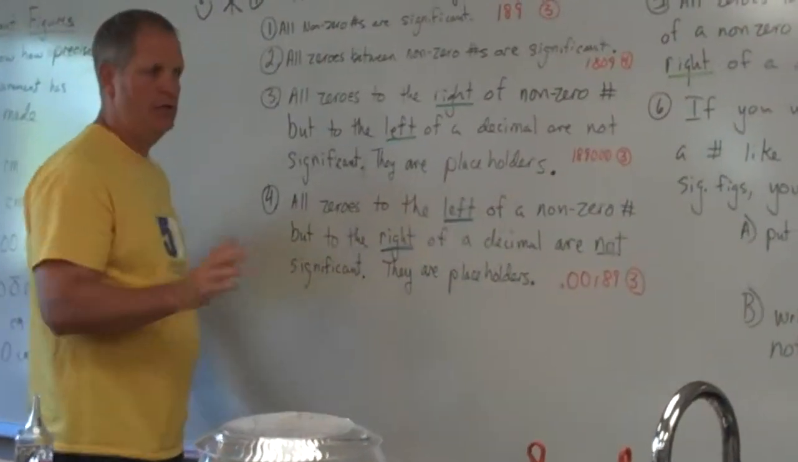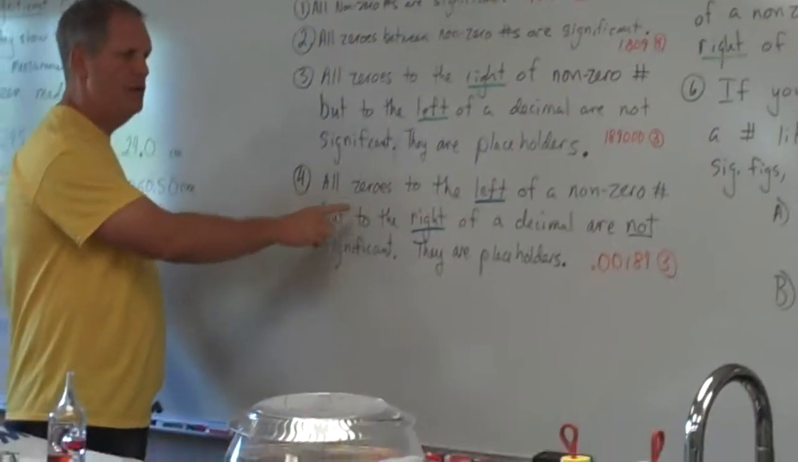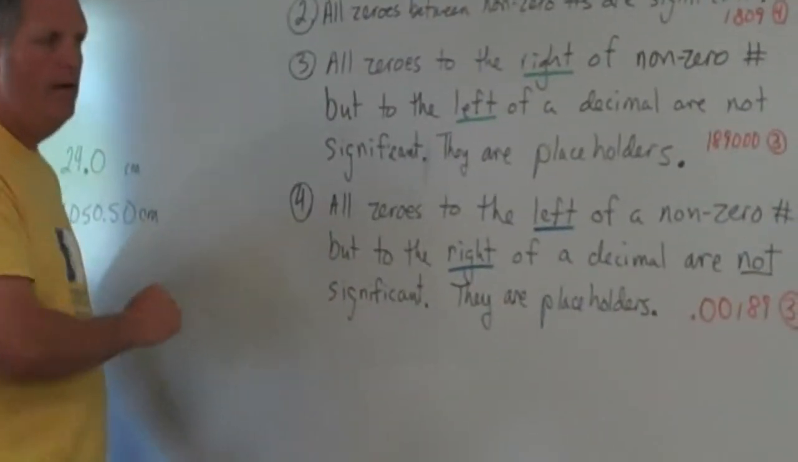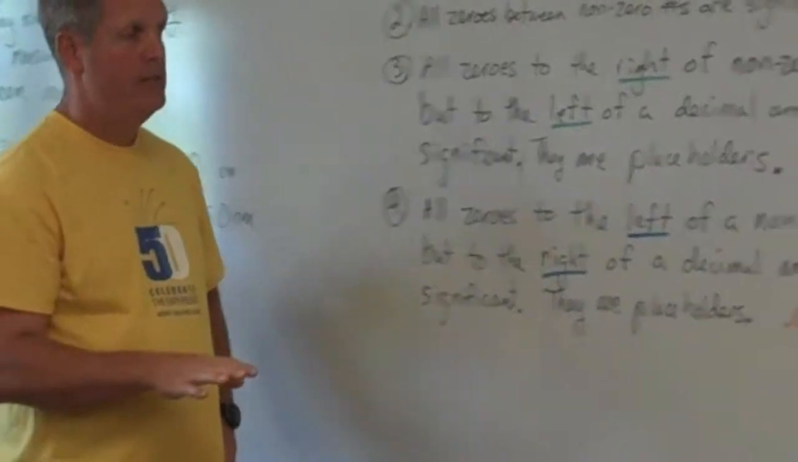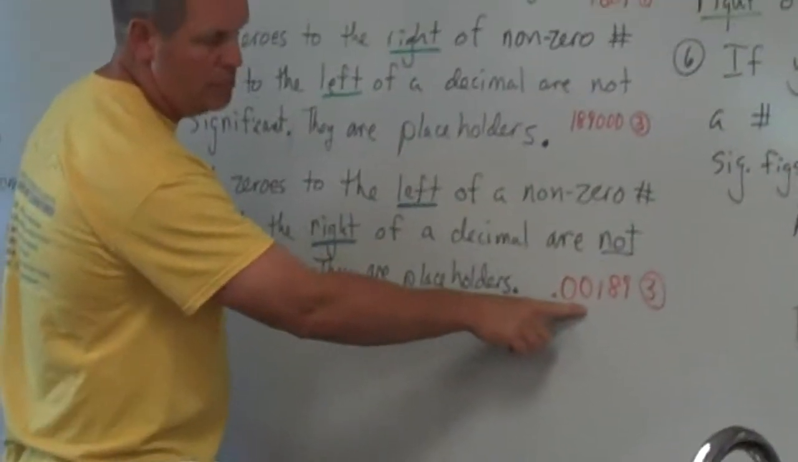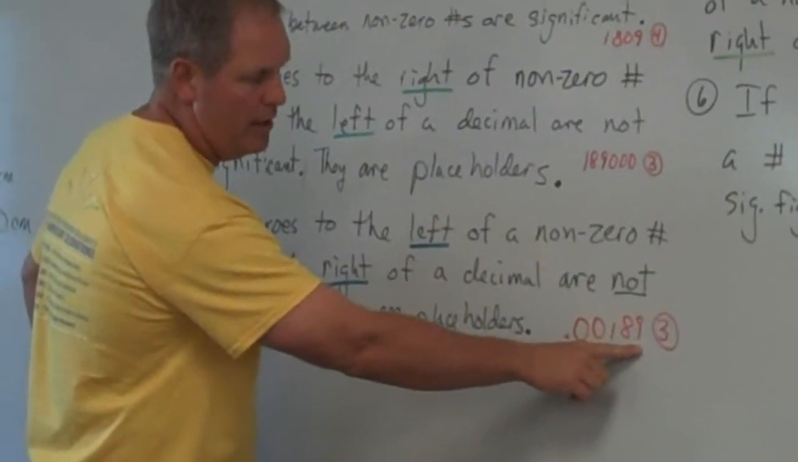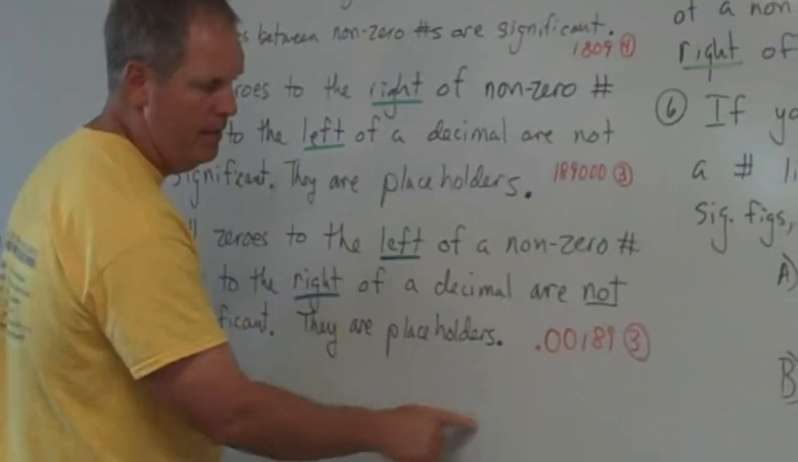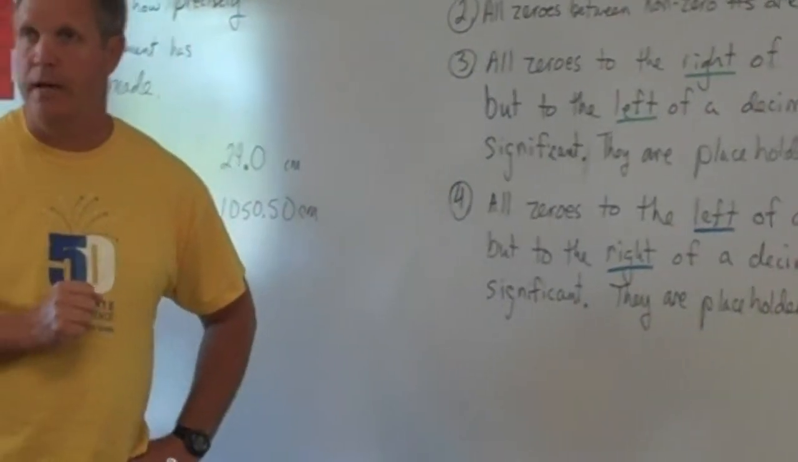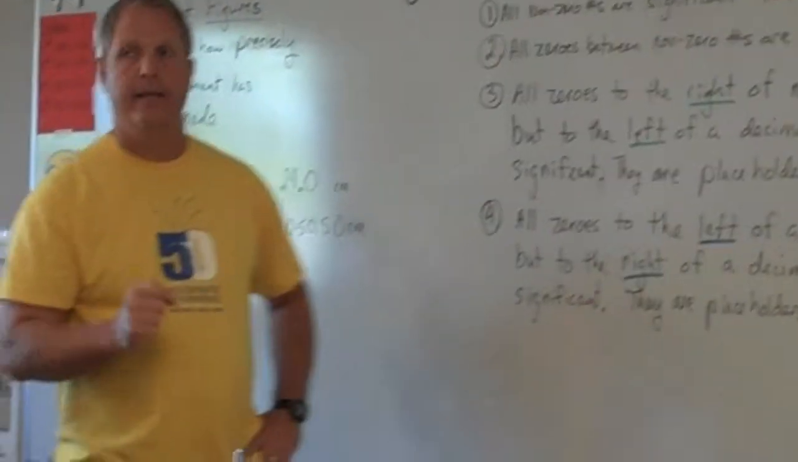Now, what if the zeros are to the right of it? All zeros to the left of a non-zero number, but to the right of a decimal point, are not significant. They're placeholders. So this is when the number is less than 1. These zeros are just placeholders. So there's still 3 here: 1, 8, 9. Those zeros are just there to show how small the number is. You understand?